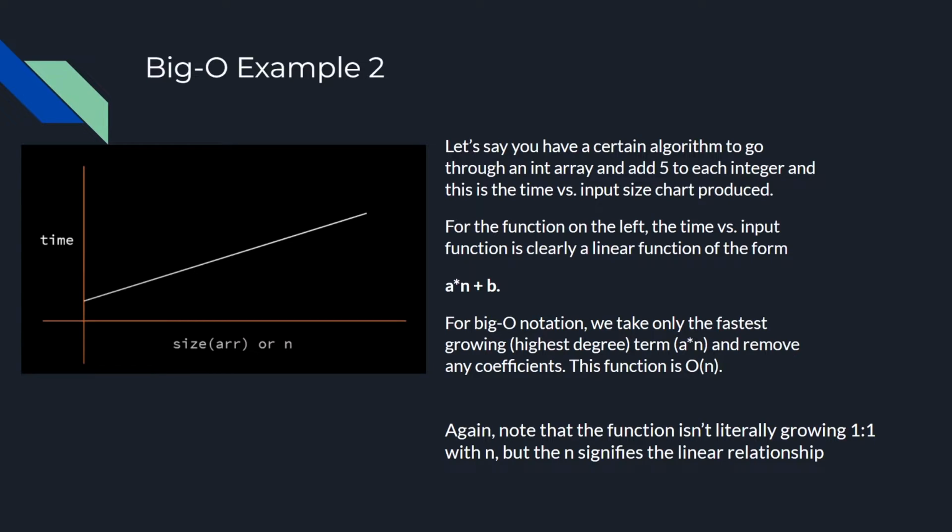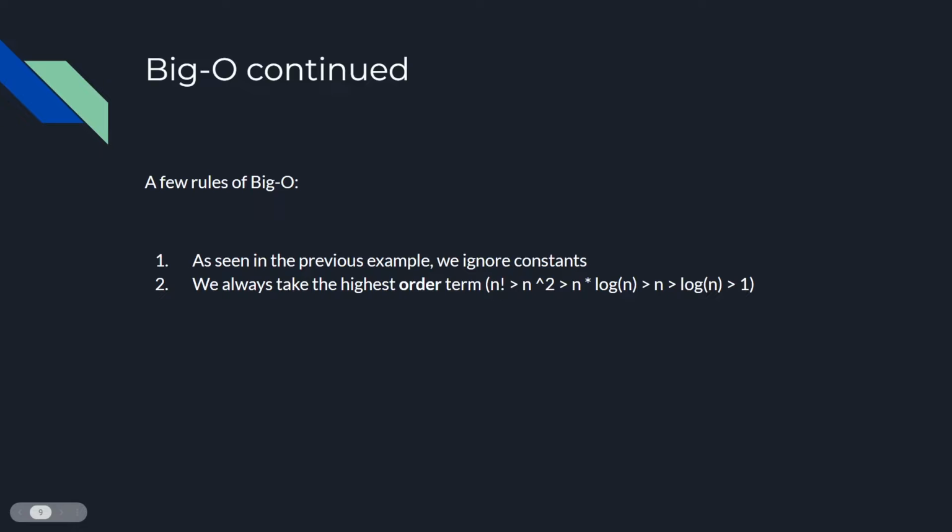This means that the algorithm has a time complexity of O of n. And notice how in the previous slide we ignored the constants and coefficients when calculating time complexity. And this brings us to some of the big rules of big O notation. So the first one, we ignore constants. That means constants not only on the lesser growing terms, but also on the highest term.